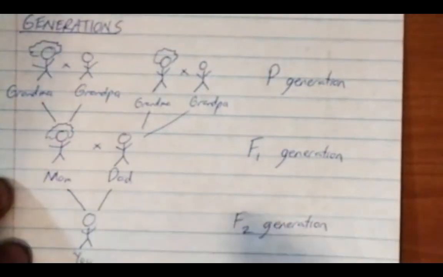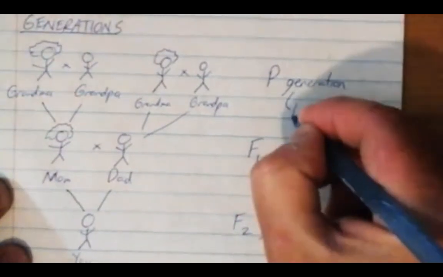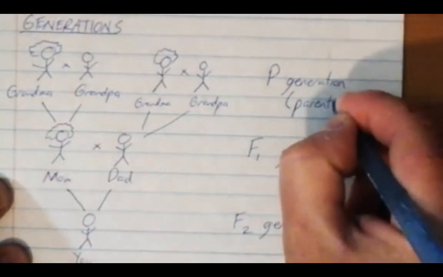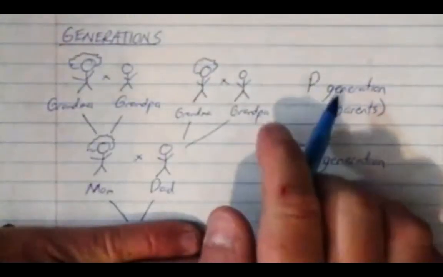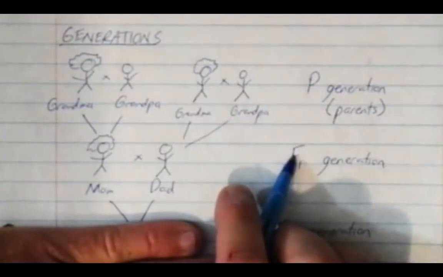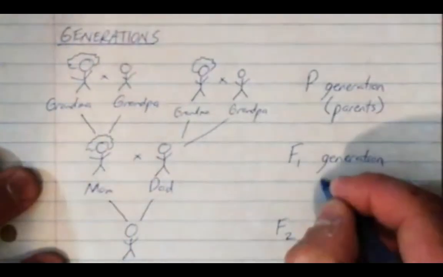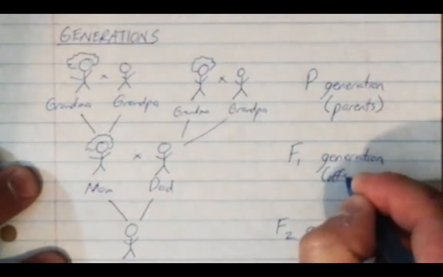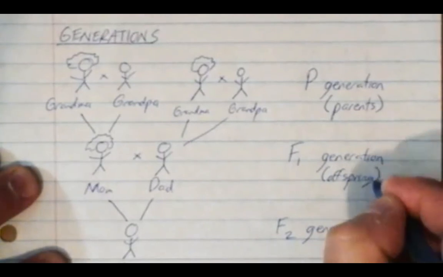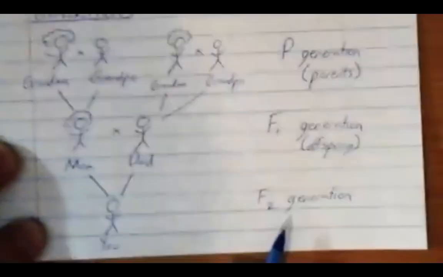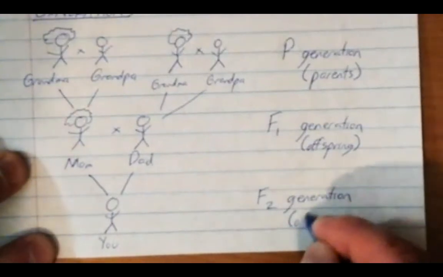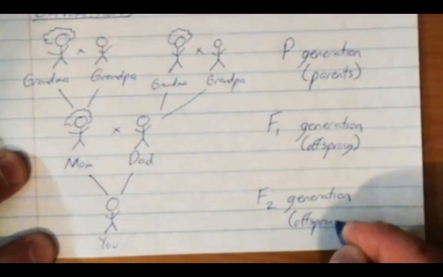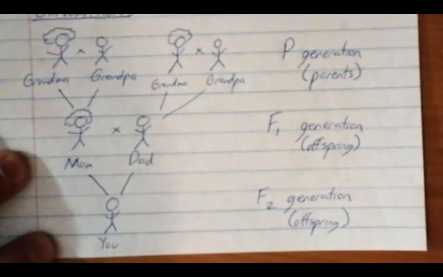Okay? What is P generation? These are the parents. P for parents. So if I'm just looking at this, I have P generation and F1 generation. Okay? F1 is the offspring or the children from the P generation. The F2 generation is the offspring from the F1 generation because people keep having babies generation after generation after generation.